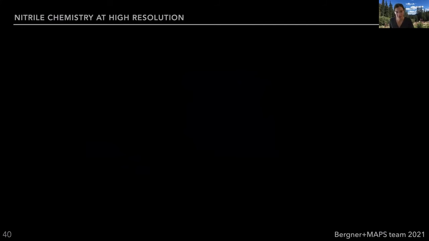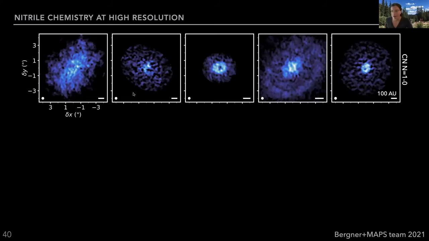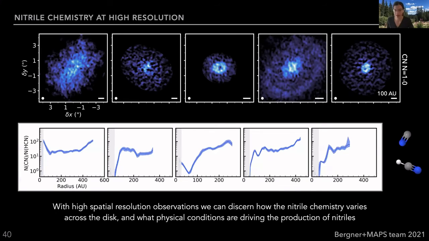So I'm just going to briefly highlight work looking at the chemistry of simple nitriles in the disks as part of the MAPS large program. This is a gallery of the CN emission observed towards the 5 MAPS disks. And we can now, like I said, start to discern how the nitrile chemistry is varying across the disk. You're looking at the CN to HCN ratio as a function of radius in the disk for the 5 MAPS disks. And we see these huge variations in the relative nitrile chemistry, about 2 orders of magnitude variation in the CN to HCN ratio.